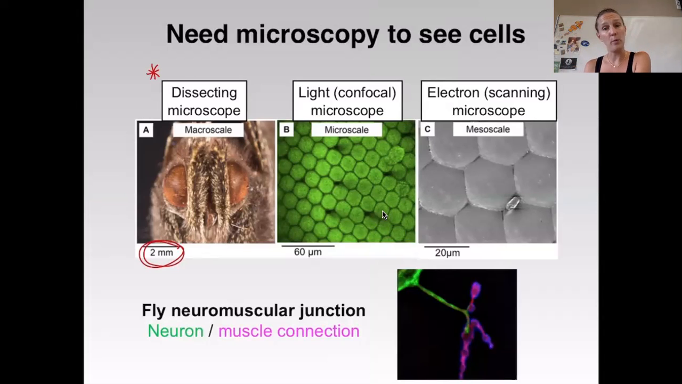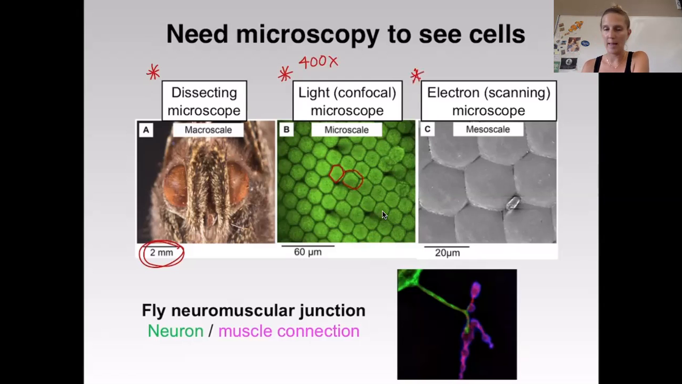As we go up and we want to see individual cells, we can use a light microscope. The light microscopes that we have in class go up to 400 times what you can see by eye, or in terms of magnification, 400 times. So you can start to see individual cells, but you can't see a lot of detail in those cells.